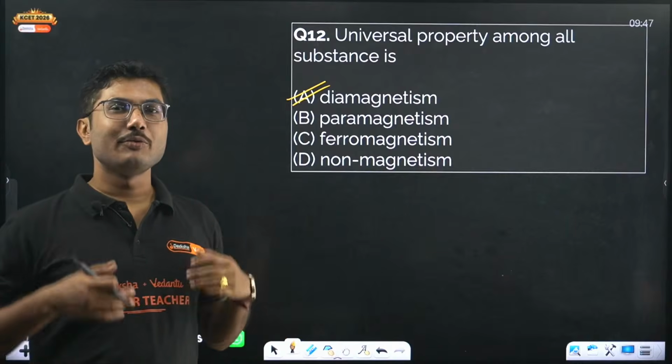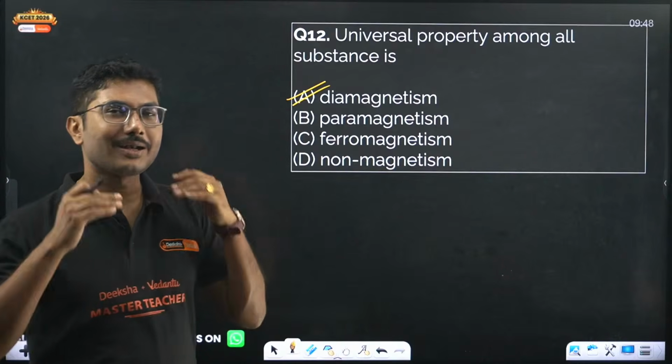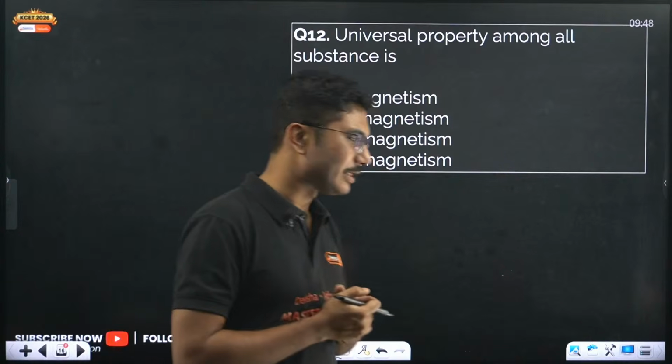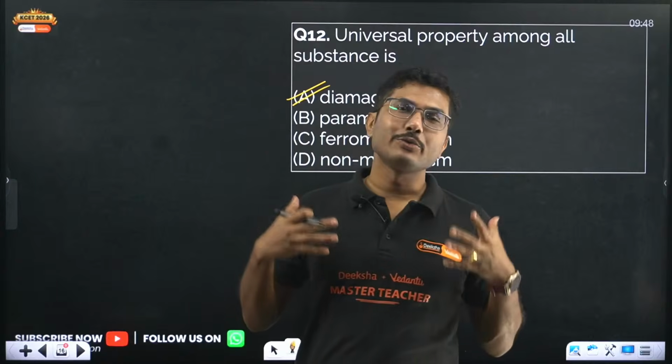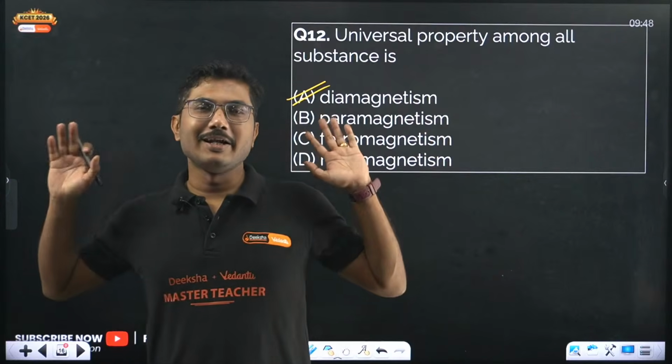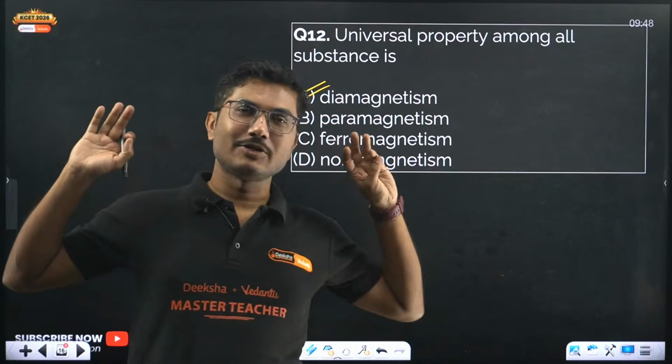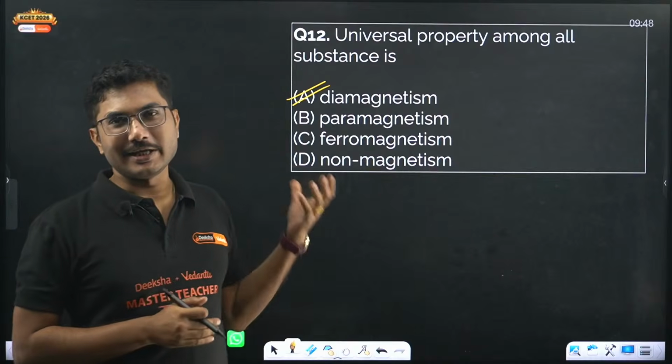Diamagnetism is like we don't want a magnetic field. We are repelling the magnetic field, right? For example, we don't want to study. We want a relaxed life, we want to sit back and enjoy, right? We don't want to study in our life.